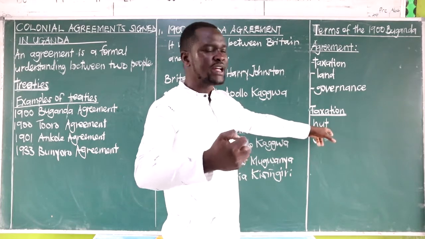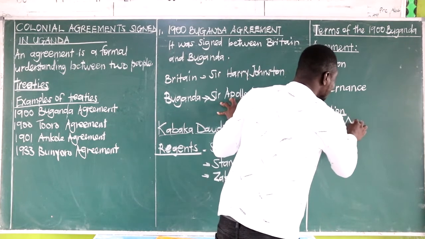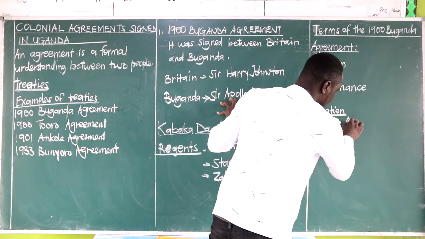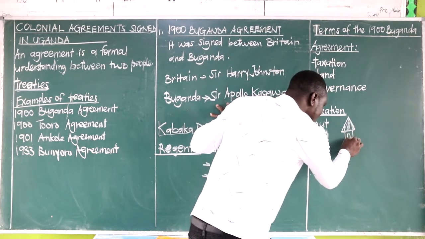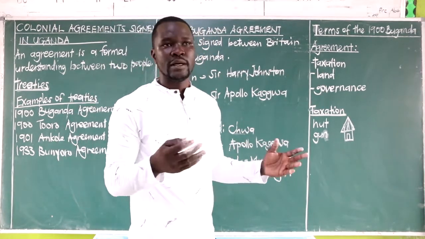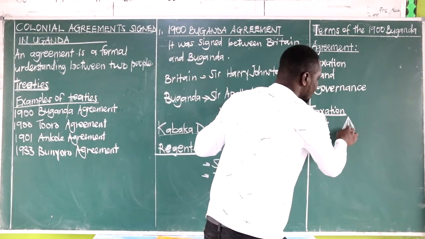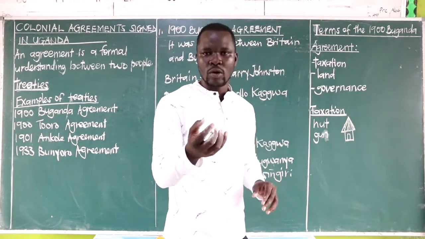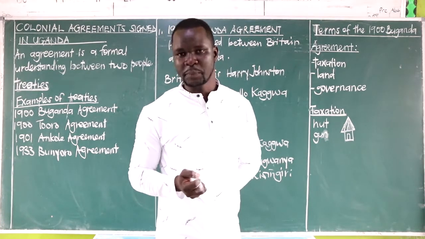It means that if one owned a hut, of course we know a hut, this is a grass-thatched house, then this person had to pay some money to the British government. You have your hut, you built your hut. Remember, by those days, people were not all that developed like we have big mansions today in Uganda. By that time, the world was still behind and people were sleeping in huts. Therefore, one who owned a hut had to pay a certain amount to the British government.